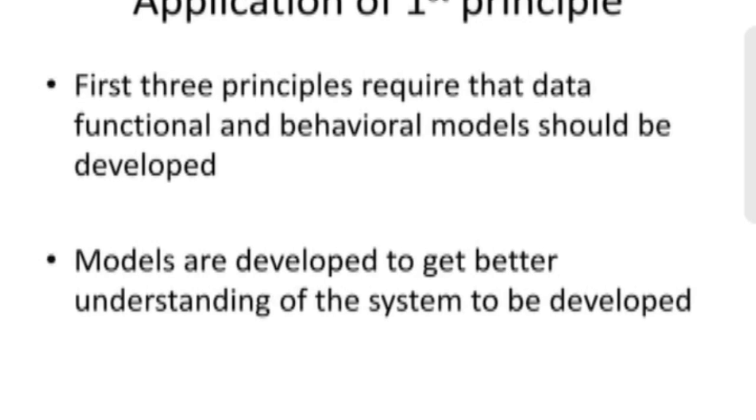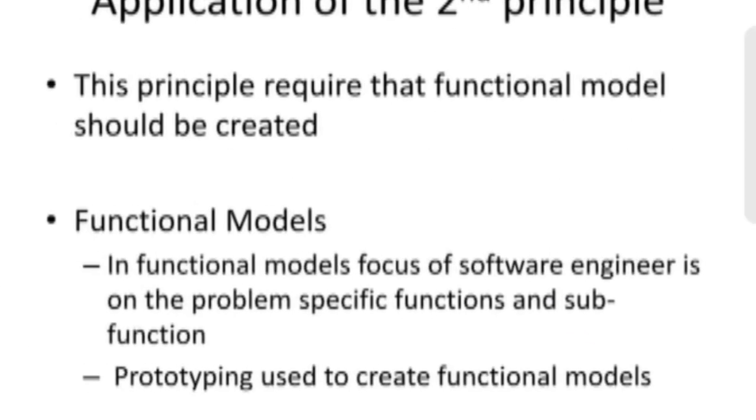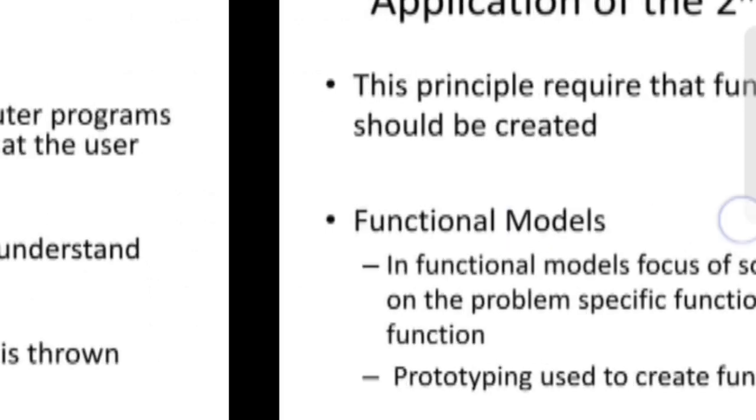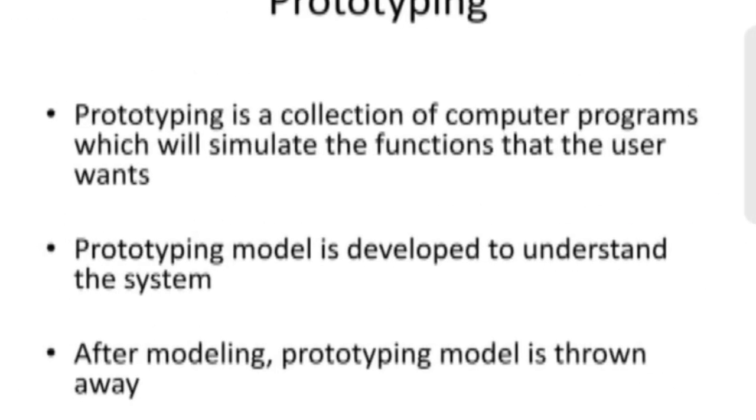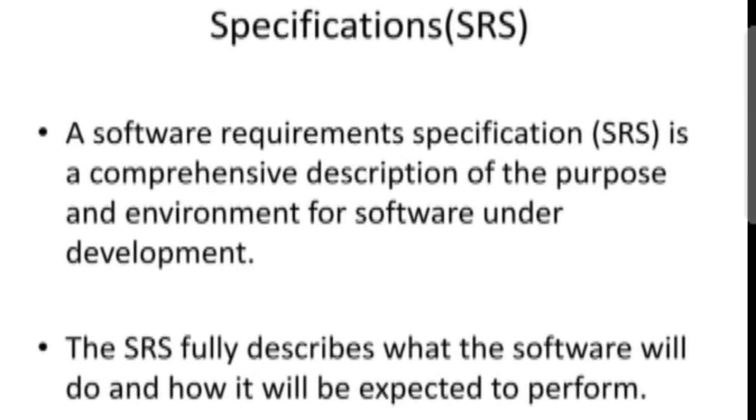Application of the first principle: the first three principles require that data, functional and behavior models should be developed. Models are developed to get a better understanding of the system to be developed. Application of the second principle: the functional model should be created. In the functional model, the focus of the software engineer is on the problem-specific functions and sub-functions. Prototyping is used to create functional models. Prototyping is a collection of computer programs which simulate the functions that the user wants. The prototyping model is developed to understand the system. After modeling, the prototype is thrown away.